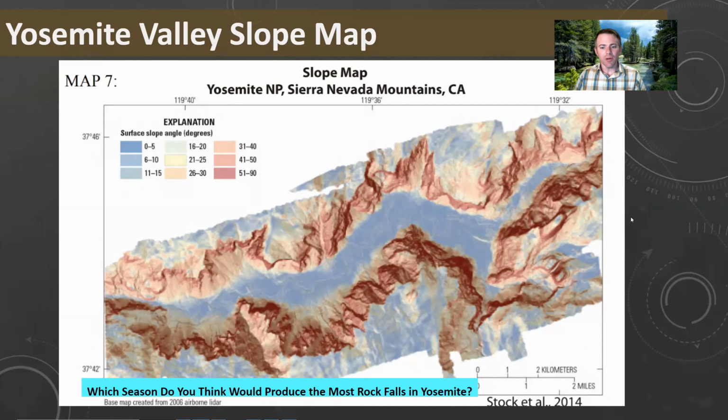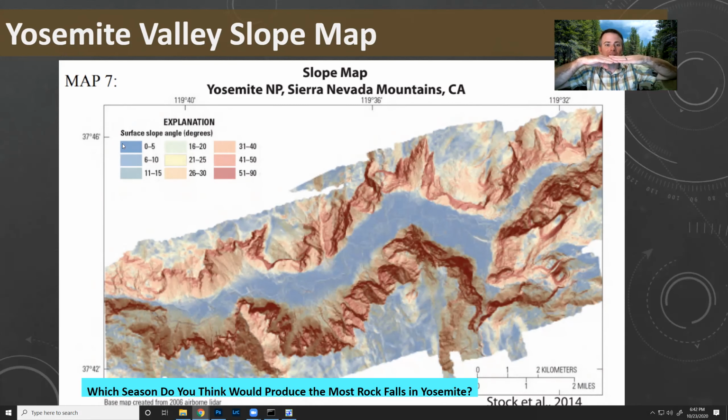But what you're looking at here is a map of Yosemite Valley, and the colors show the different angles of the slope. If it's blue, it's a pretty flat area, and the more red it is, the steeper the slope. So from like 51 to 90 degrees, so there's 90, this would be about 50. That's pretty steep. And as it goes down, it just means it's less and less steep. So do you think steep slopes might play a role in rock falls in Yosemite? Maybe. The answer should be yeah.